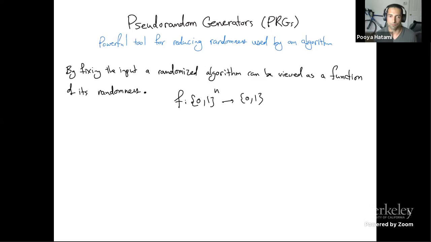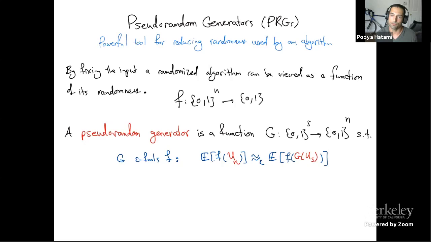So let's say that you had an algorithm that you want to de-randomize. You only think of it as a function of its random bits. So if it was using n bits, now you're dealing with an n-variate Boolean function. And a pseudorandom generator is simply another distribution on n bits that's not uniform, but fools this function f that we have. And by fools, we mean that in expectation, the outcome of f is very close to the outcome of f on the output of the generator.